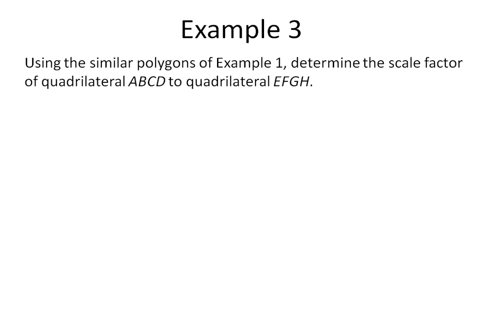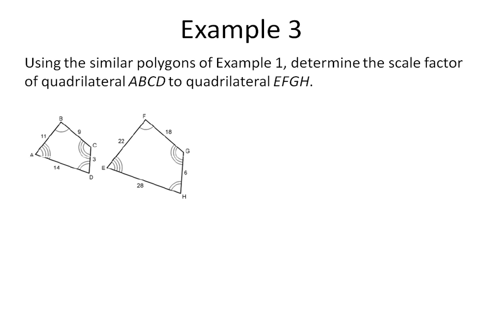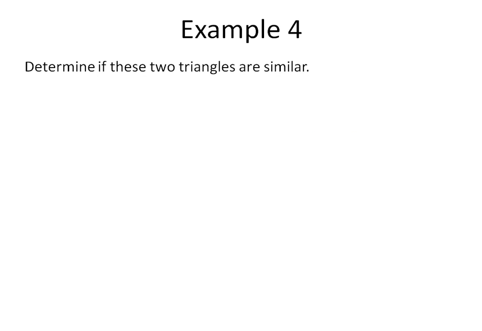Okay, using the similar polygons from example 1, they want you to determine the scale factor of quadrilateral ABCD to quadrilateral EFGH. We already know they're similar, but since they changed it this time, the top value needs to be the one from the polygon on the left, and the bottom value needs to be the one from the polygon on the right. So we redo our work. So the scale factor is 11 to 22 equals 1/2. Okay. Notice that is the reciprocal of the other one.